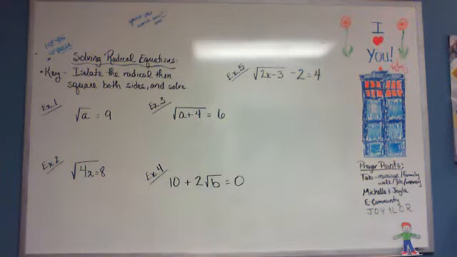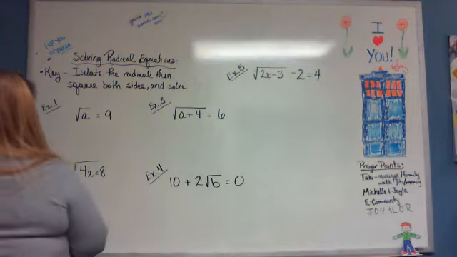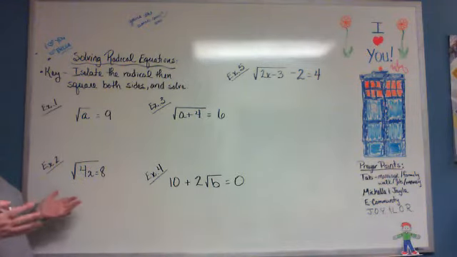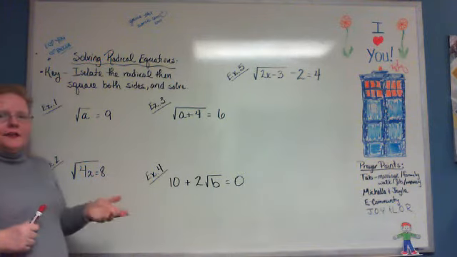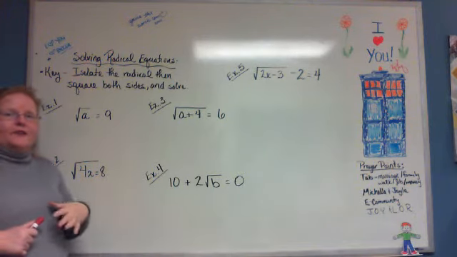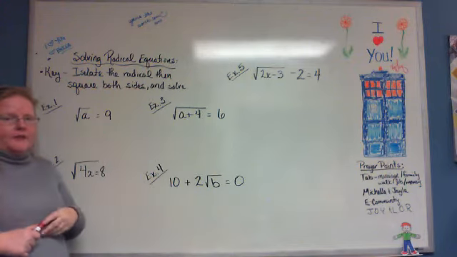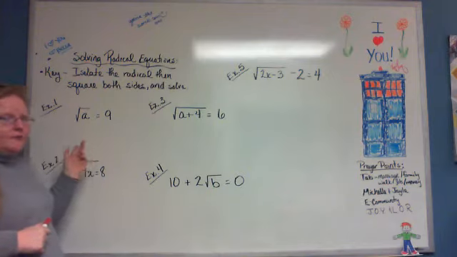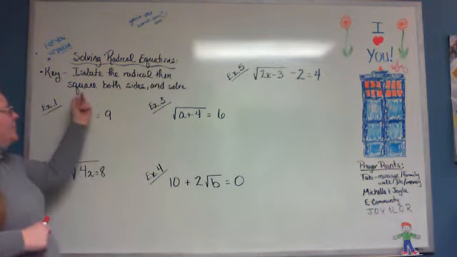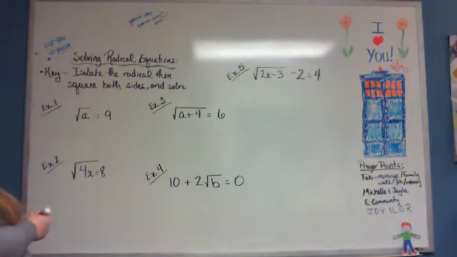Okay, we have reached solving equations with radicals. The big key to solving equations with radicals is to make sure that you isolate the radical. That means that you get the radical by itself, on one side, completely by itself. This one already has the radical on one side, completely by itself. So we're okay to go ahead and square both sides.